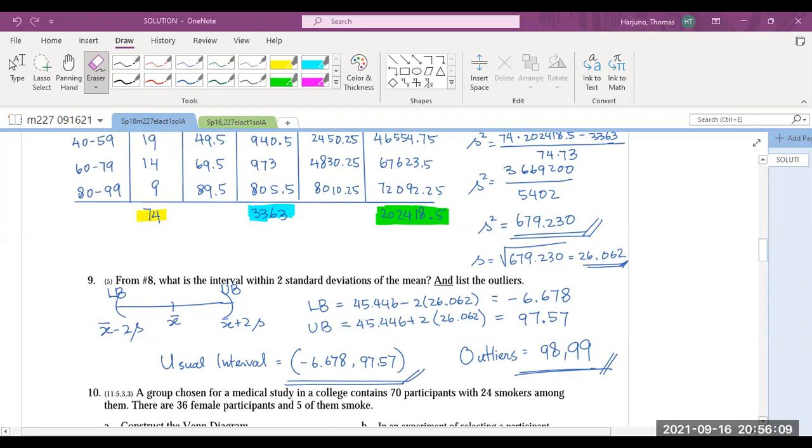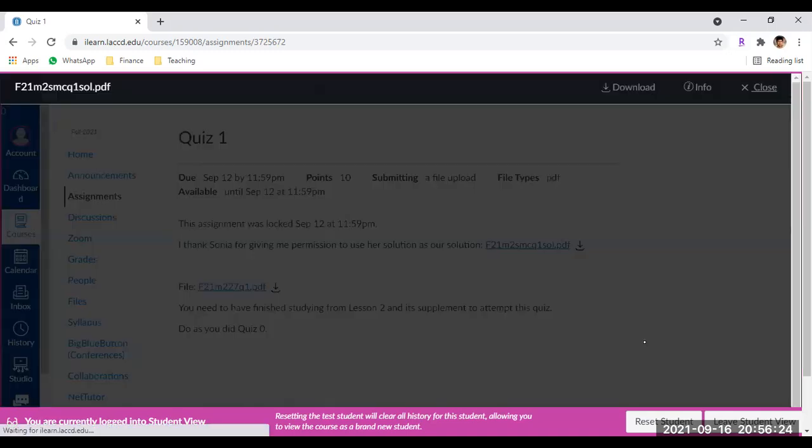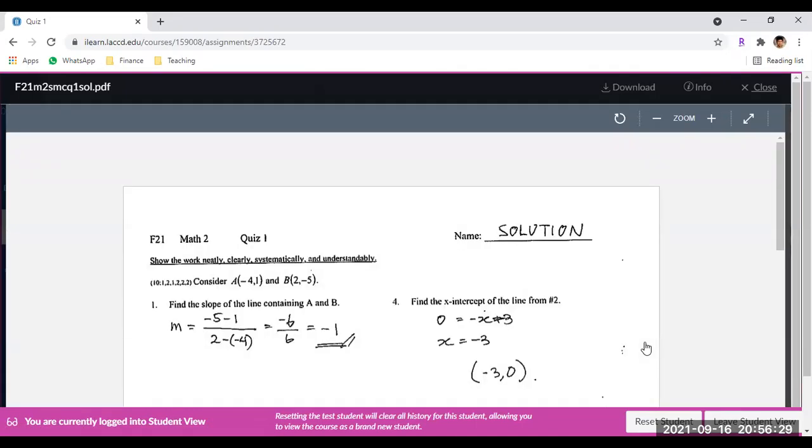By the way, I want to thank Sonia for giving me her permission to use her solution as my solution. There are some people getting perfect, but among those people getting perfect, I think Sonia's solution is the one very neat. Even if I write the solution myself, I don't think I can write it so well. Oops, why did I post a wrong one? No, not supposed to. Sorry, this is the wrong solution.